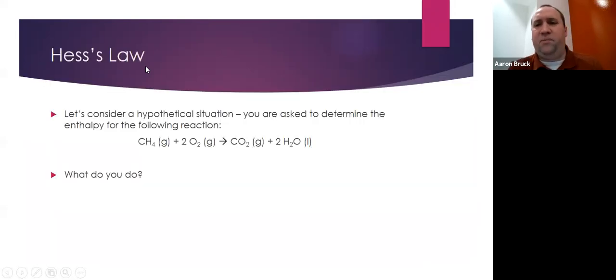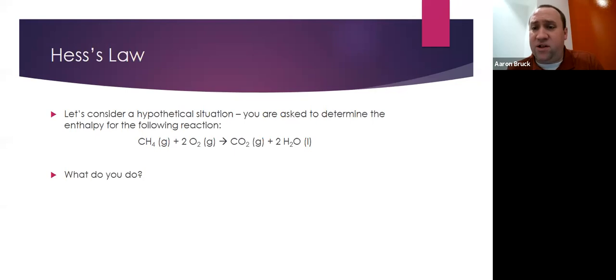To best frame Hess's Law, what I like to do is start with a hypothetical situation. Let's imagine for a second that we are looking at the reaction here on the screen. This is the combustion of natural gas, methane. So I've got methane burning in oxygen to make carbon dioxide and water. Now, if you were asked to determine the enthalpy for this reaction, how would you go about doing it?